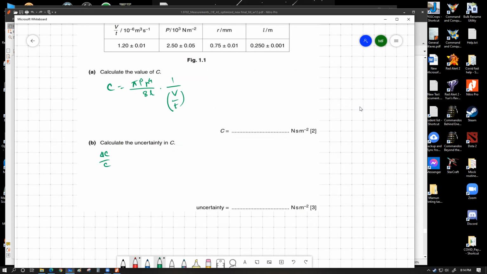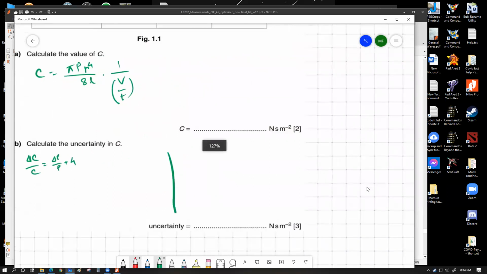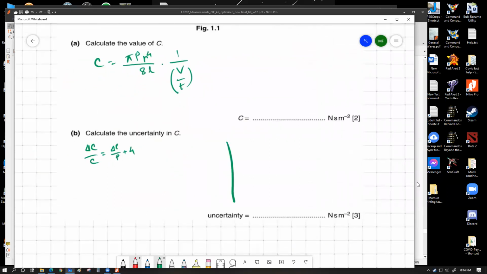this might as well look like del C by C, might as well give a vertical line, it be equals to del P by P plus 4 times del R by R plus del L by L plus del of V by T divided by V by T.